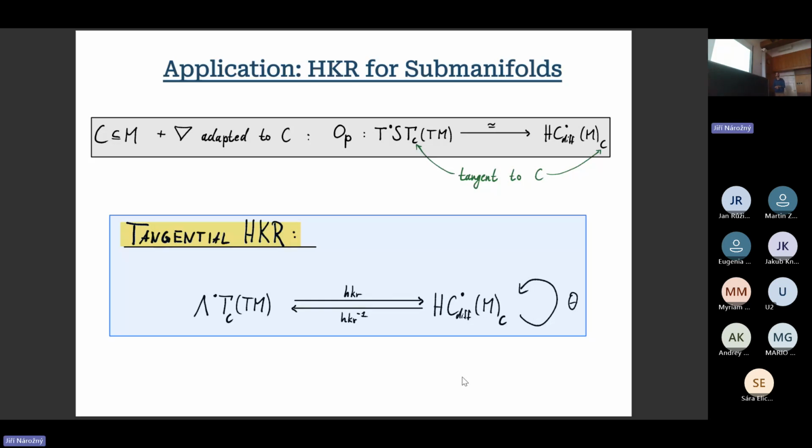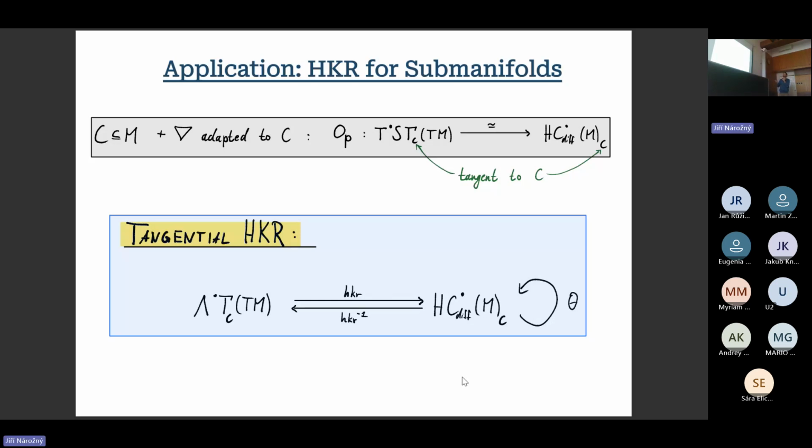Sorry, could you please repeat what it means to be adapted? Okay, by adapted I just mean if you restrict your covariant derivative to vector fields on C, and you take a vector field on C and the covariant derivative in the direction of another vector field on C, what you get out really is again a vector field on C. So you can just restrict the covariant derivative, a little bit, to the tangential spaces. Yes. Yes.